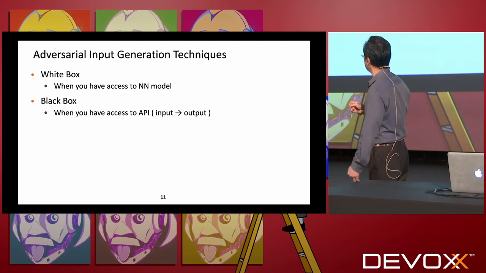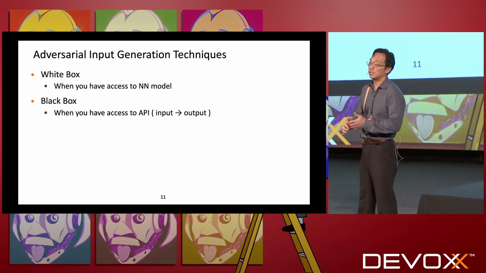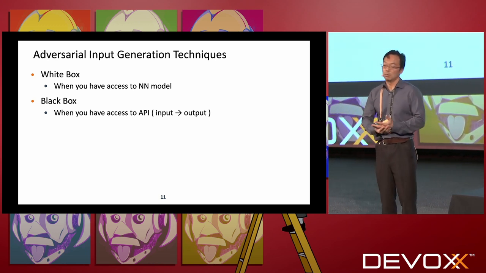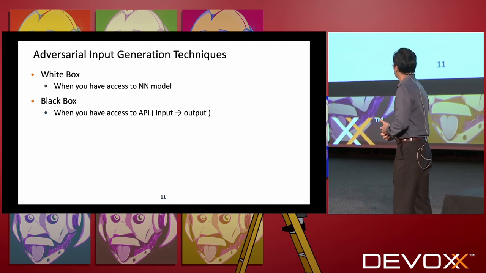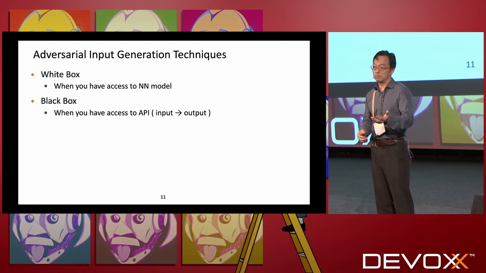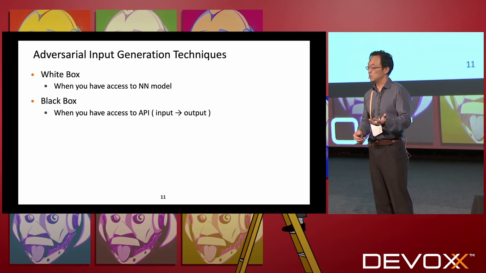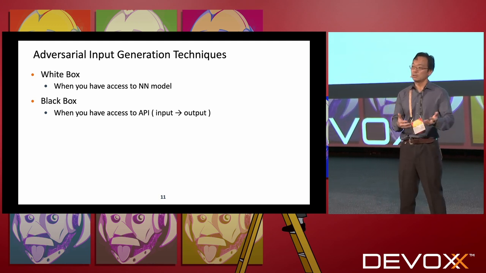All right, so there's two primary techniques when an attacker is going to be attacking your machine learning models. Okay? One is white box, and one is black box. So people who are familiar with white box and black box, can anyone describe to me what white box means versus black box, if you're attacking? Yes.